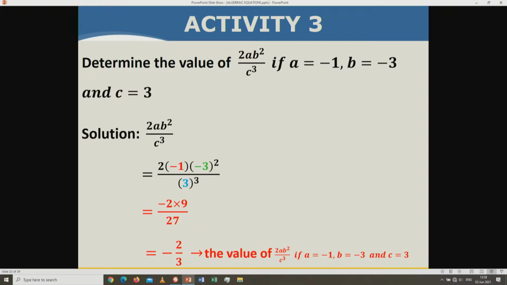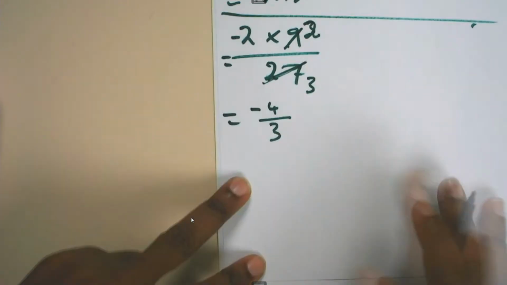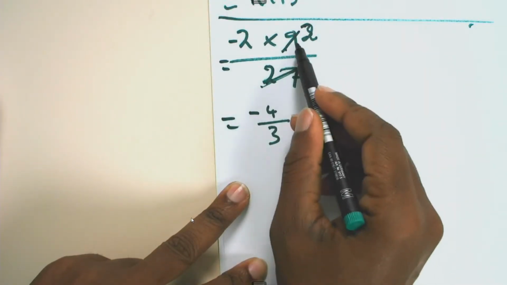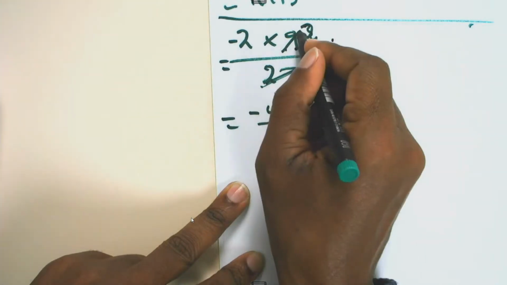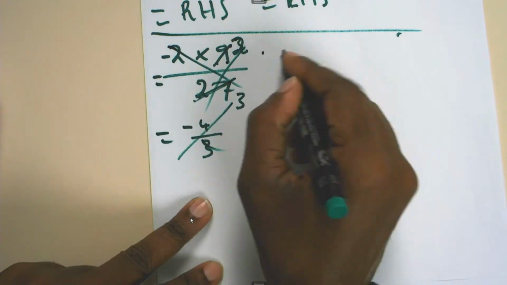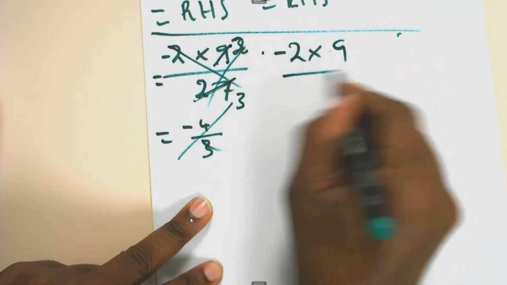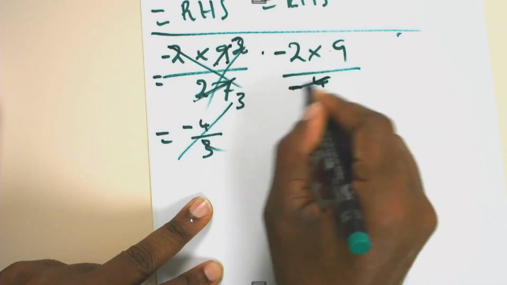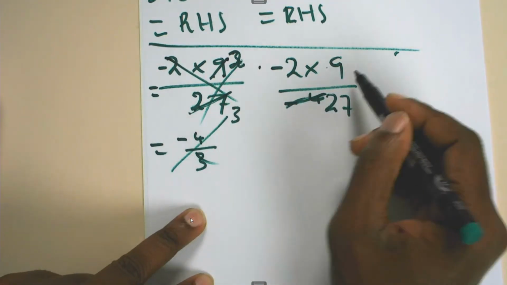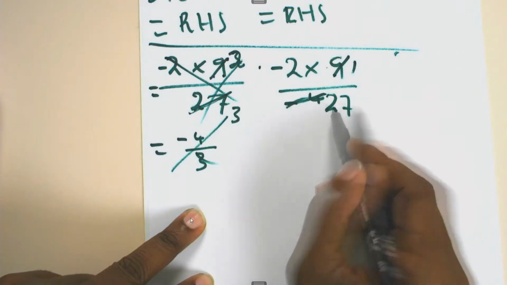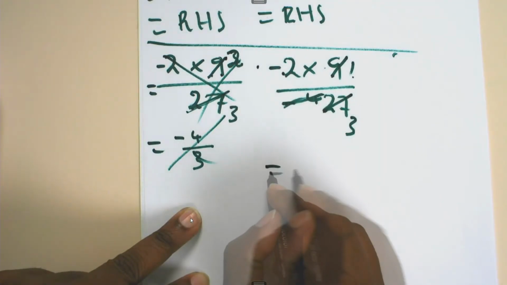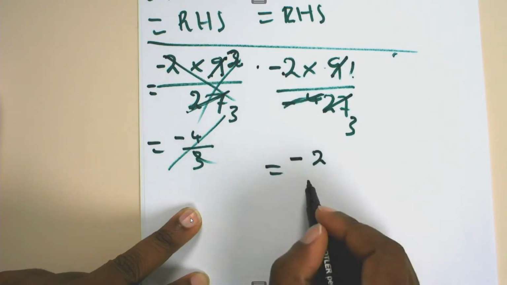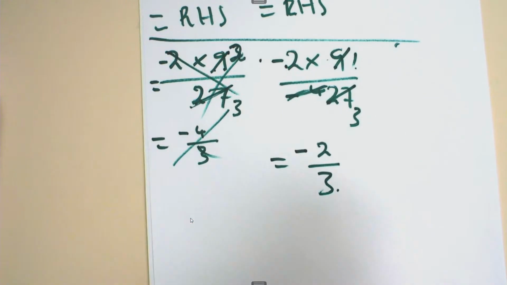Let me go back to this one. Right, let's have a look at this. In fact, it must be 9 into 9. It must be negative 2 multiplied by 9 divided by 27. Right, so we are saying 9 divides into 9 once, and into 27 it divides 3 times. That simply means negative 2 multiplied by 1 will give us negative 2, and then over 3. Sorry for the inconvenience.